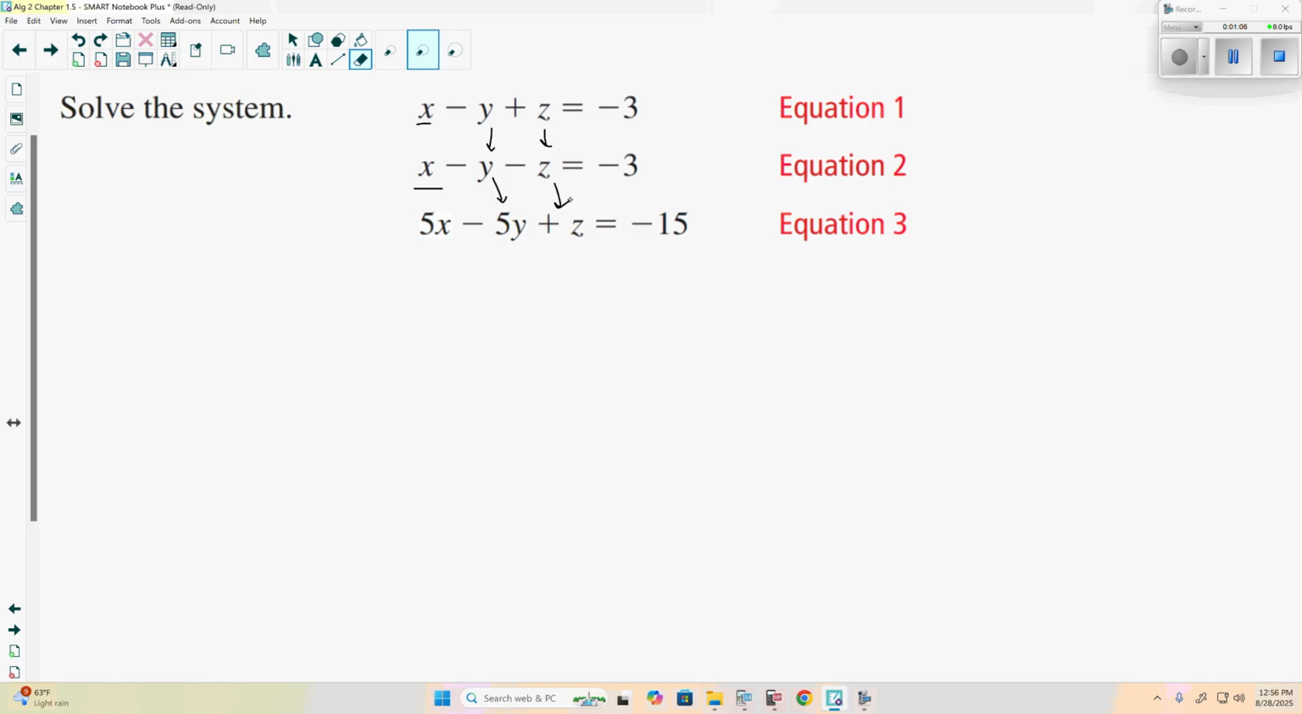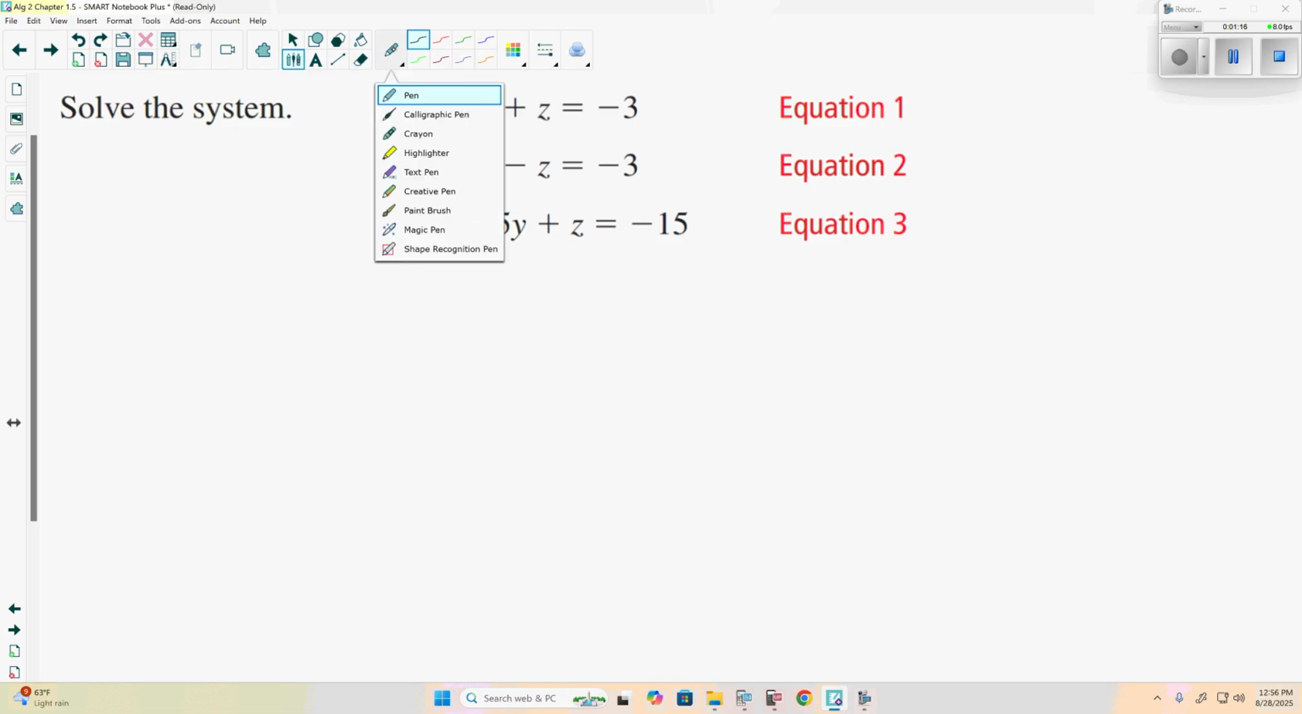So, what do we want to eliminate first? X, y, or z? We can use y. Do we want to use the top equation or the middle equation? Top or middle? One or two? For our eliminator. Top. So that's the equation we're going to use to eliminate y out of the other two equations.